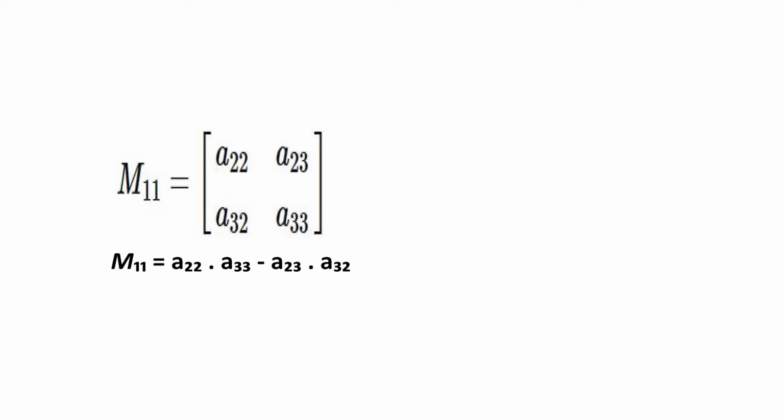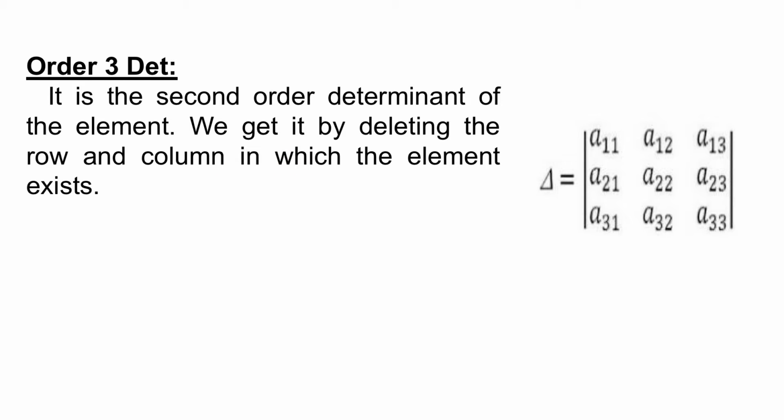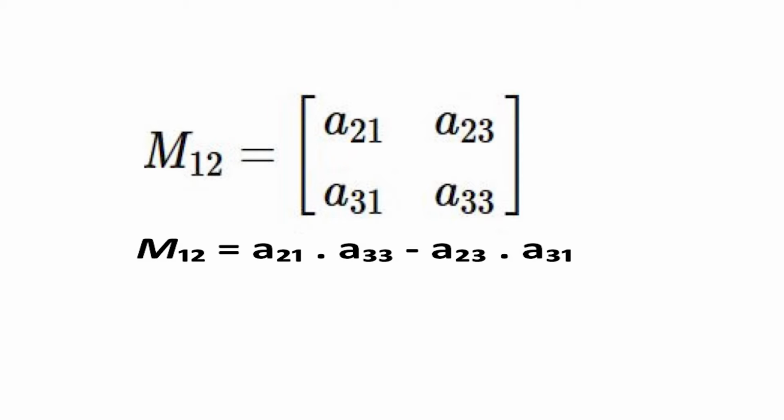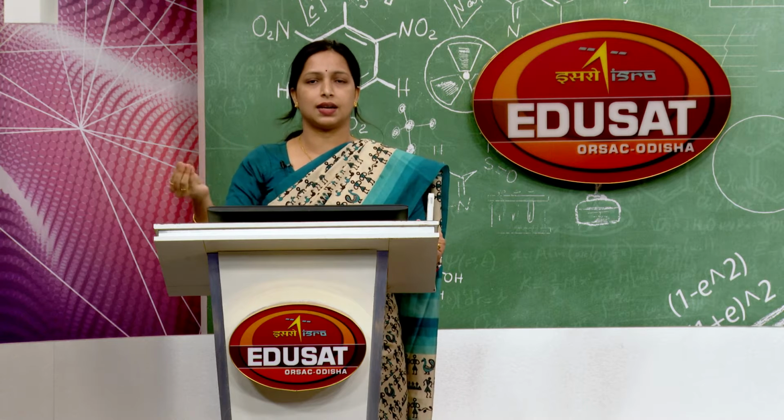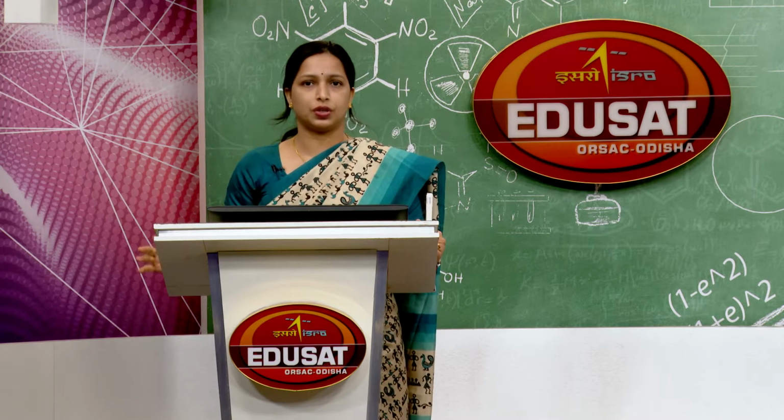Now, let us go back to the previous slide. Let us say the minor of A12. A12 lies in the first row, second column. We delete the first row and second column, and the remaining elements form the minor. So, the minor of A12 will be A21, A23, A31 and A33. Like this we delete the row and the column in which the element exists, and the resultant will be the second order determinant of that element. After that, we know how to cross multiply the diagonal elements, and the result will be the minor of the order 3 determinant element.